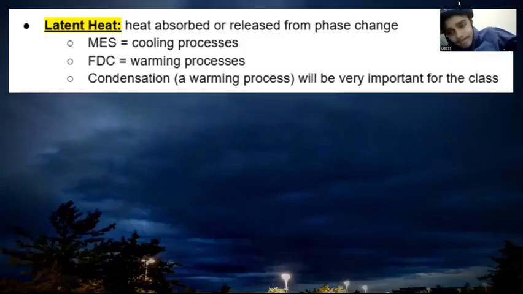I said saturation for the S, it's sublimation. I'm sorry about that. I don't know what I'm doing.